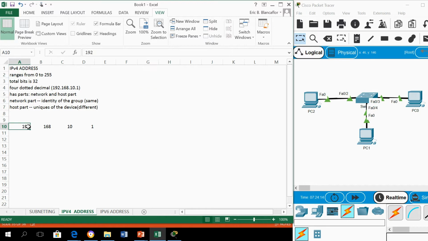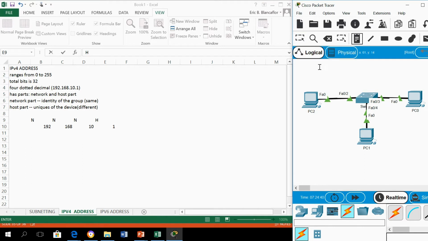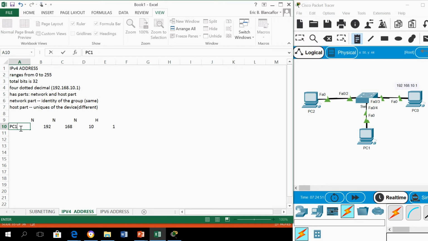For example, I have this IP address here, 192.168.10.1. Let's say the 192, the 168 and the 10 are the network part, while the 1 is the host part. Say I have this simple diagram here. I will assign 192.168.10.1 to PC0.